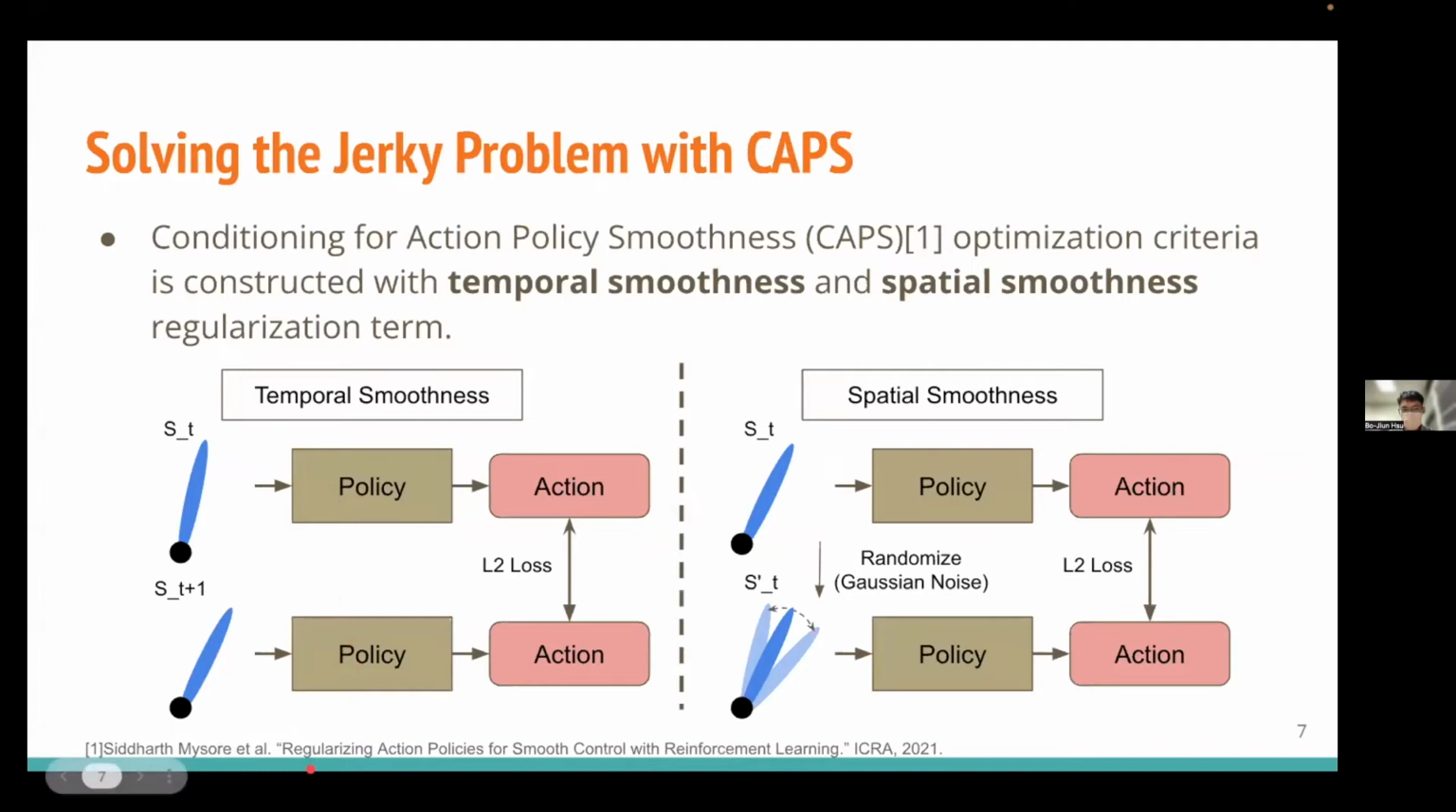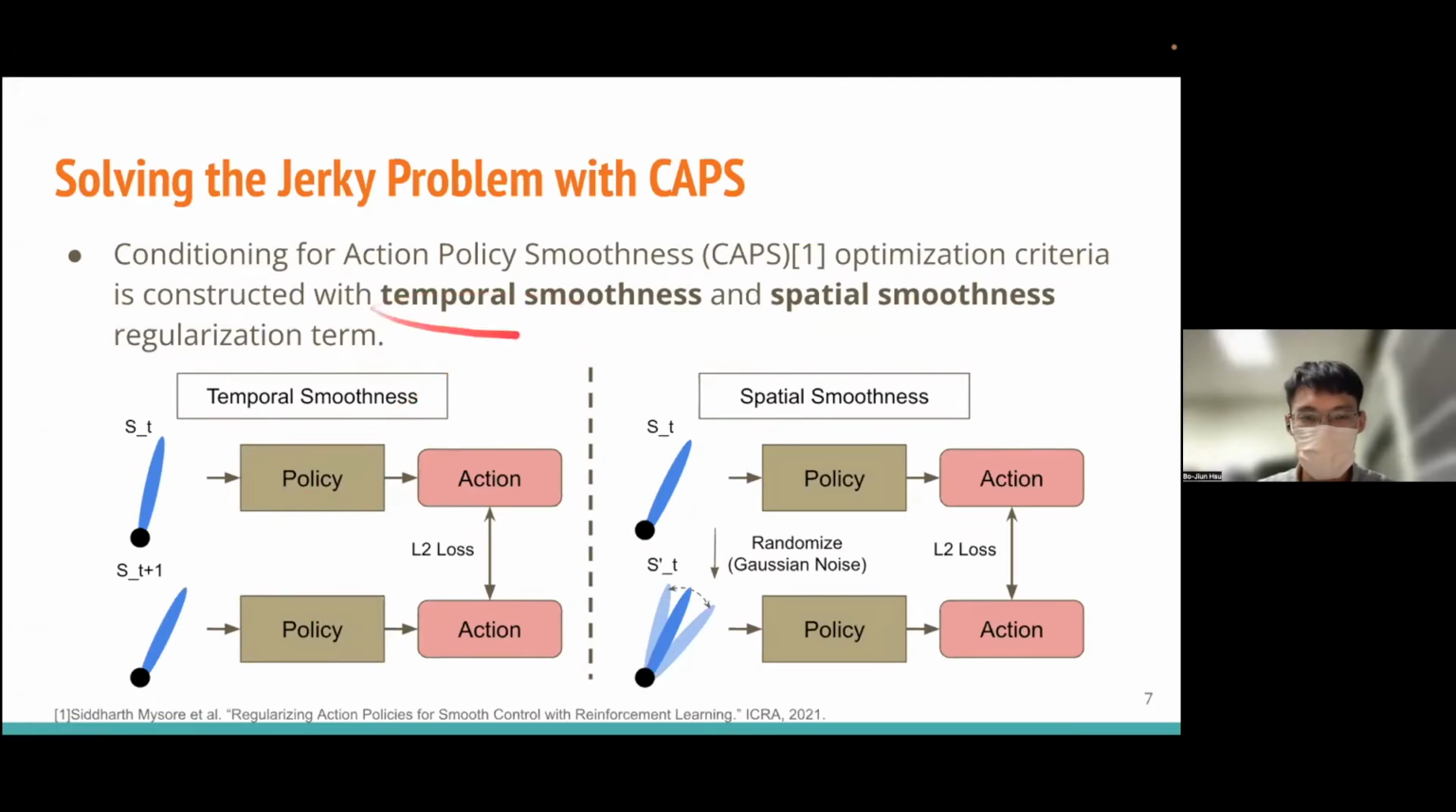Siddharth Mysore proposed conditioning for action policy smoothness to smooth the control of a drone with internal state. We extend it to autonomous miniature car racing with image-based input. CAPS is constructed with temporal smoothness and spatial smoothness regularization terms. The temporal smoothness term penalizes the agent when the action of the next state, s t plus 1, is significantly different from the action of the current state, s t. The spatial smoothness term ensures that the policy takes similar actions on similar states, s prime t, which are drawn from a distribution around states, s.